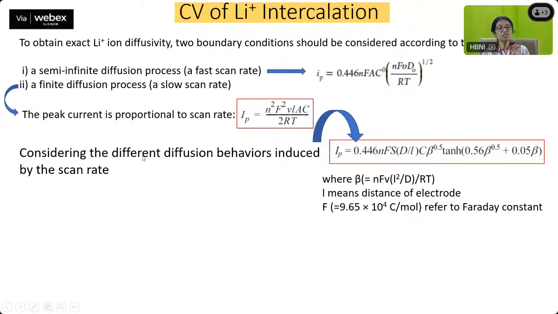So if you consider the different diffusion behaviors induced by the scan rate, this is the actual original equation, a very complicated one, though you need not remember it. You just have to remember the semi-infinite diffusion process and the finite diffusion process. There's a fast scan rate and a slow scan rate. And what you will find over here is that the peak current, at the faster scan rate, is proportional to the square root of the scan rate, whereas the peak current is directly proportional to the scan rate when you have a slow scan rate. Okay.